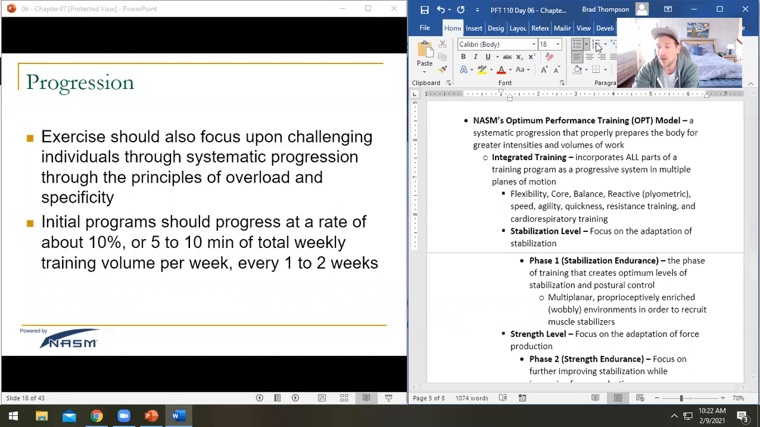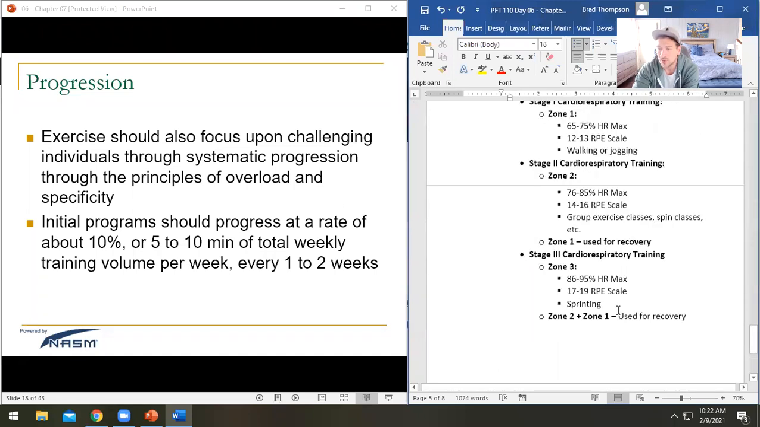We're going to talk about the OPT model and work our way through some of those OPT rules I mentioned earlier.